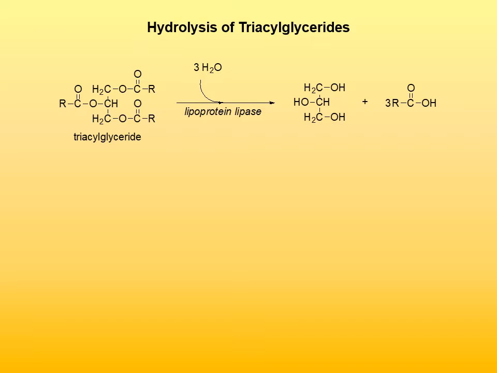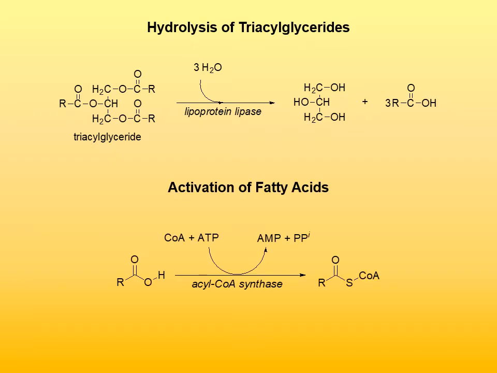Upon being released from triacylglyceride, so after hydrolysis and after entering the cell, the fatty acid is activated because it has to be activated before it can be oxidatively degraded. The degradation is beta oxidation, as you'll see in a minute. The first step is a reaction catalyzed by acyl coenzyme A synthase, and that reaction requires ATP. So the fatty acid is converted to the corresponding acyl coenzyme A.